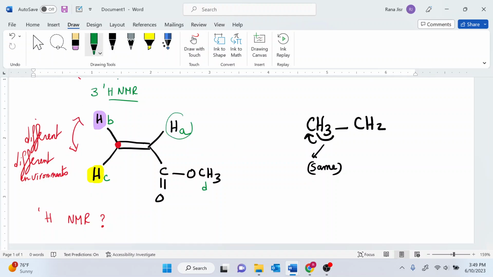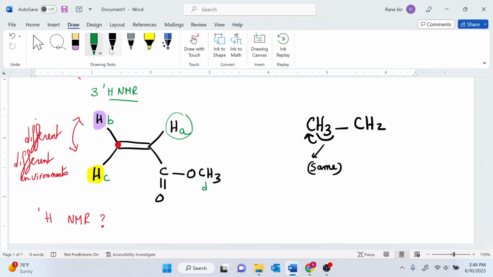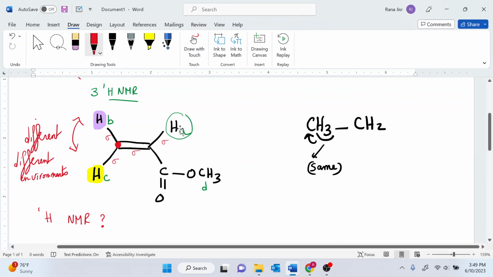So proton A will be split by proton B. Now proton D is very far away, so proton D will not split proton A. But whatever is going to split proton A is proton B and proton C, because proton C is close to A by 3 sigma bonds. This is a sigma, this is a sigma, and this is a sigma. And same thing, proton B is close to A by 3 sigma bonds. So proton A will be split by proton B into a doublet and by proton C into a doublet. So for proton A alone, you're going to see 2 doublets in there.